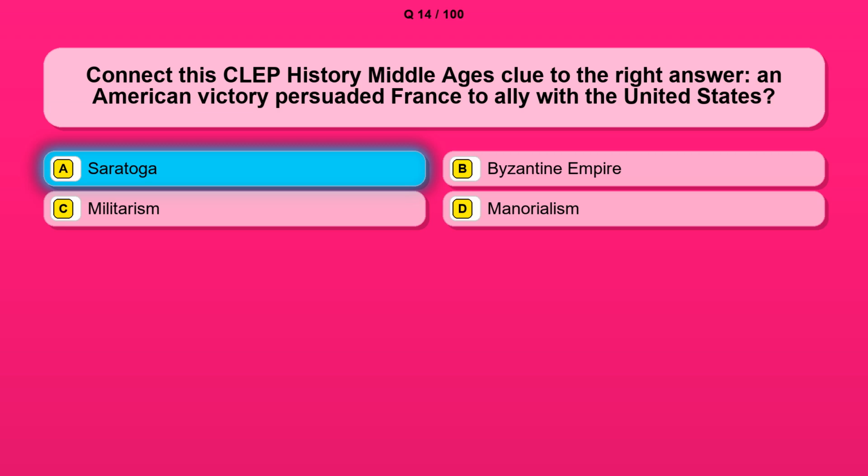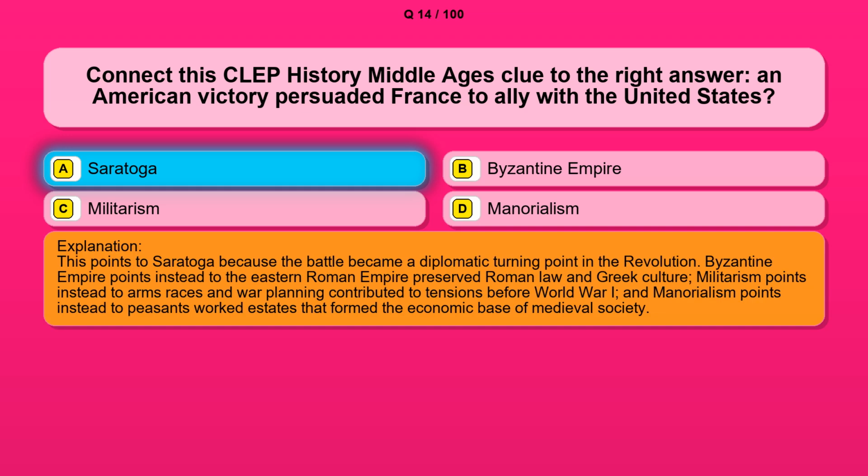The correct answer is option A, Saratoga. This points to Saratoga because the battle became a diplomatic turning point in the revolution. Byzantine Empire points instead to the Eastern Roman Empire preserving Roman law and Greek culture. Militarism points instead to arms races and war planning contributing to tensions before World War I, and monasteries points instead to peasants' worked estates that formed the economic base of medieval society.